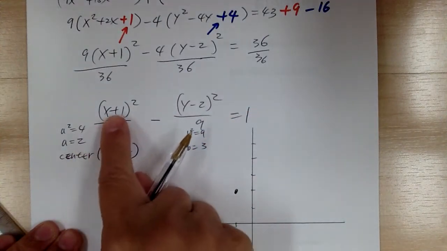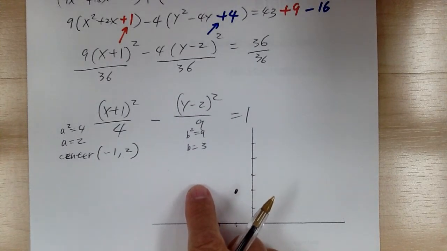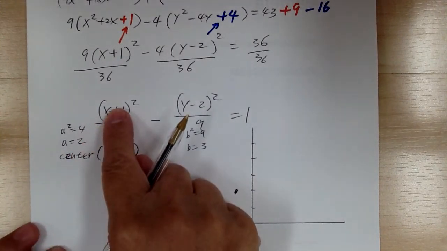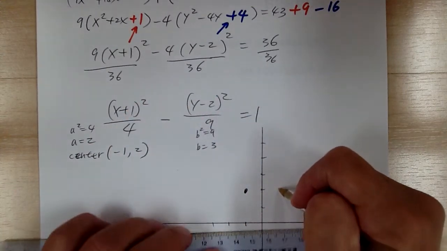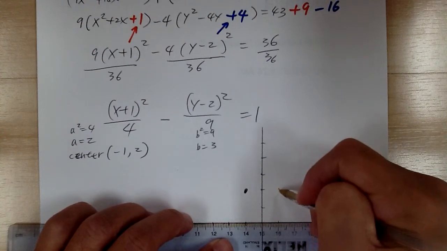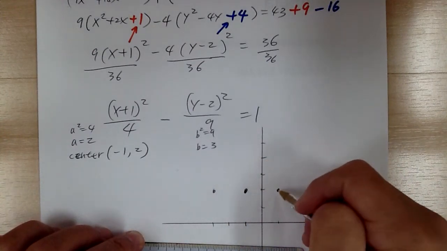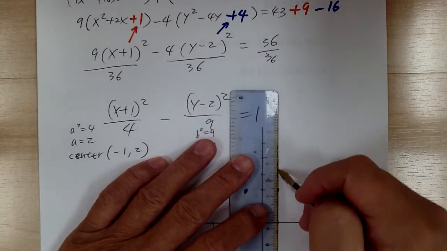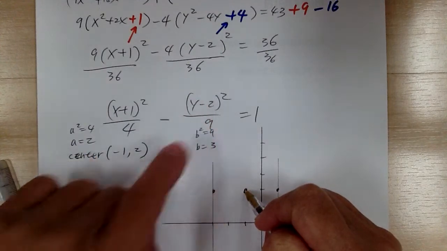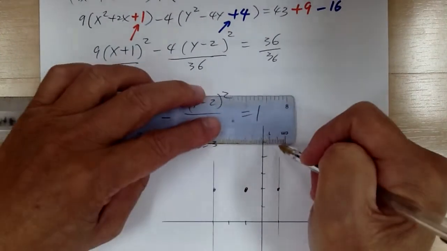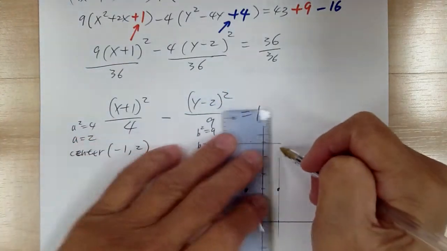So we have to go 2 in the x direction. Don't mix up the variable. Again, this is under the x, so you have to go in the x direction by 2. So from here you go 2 in the x direction. And that's the face of your box. Again, from the center, you have to go 3 in the y direction. So that is your box.